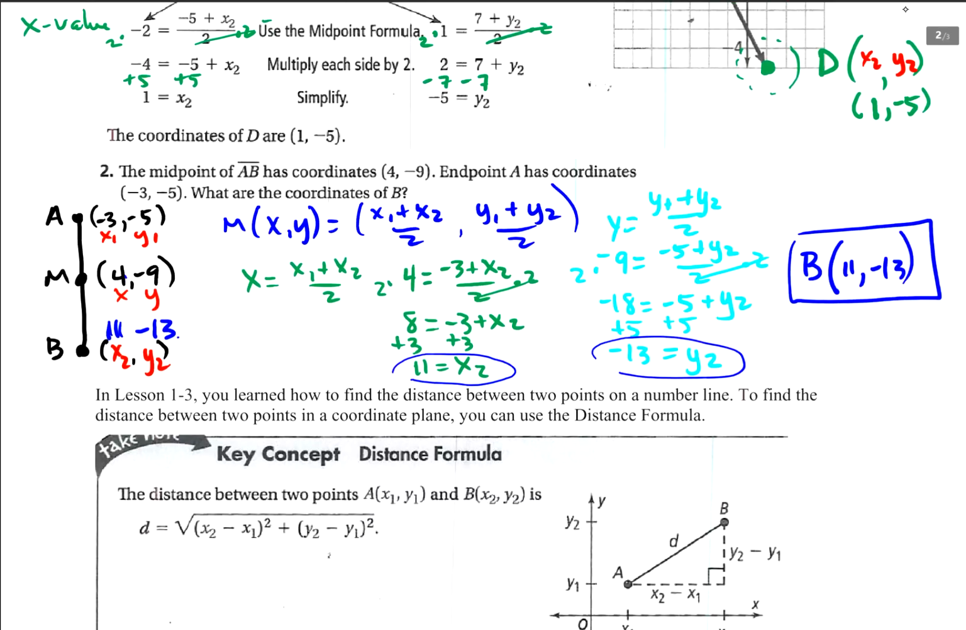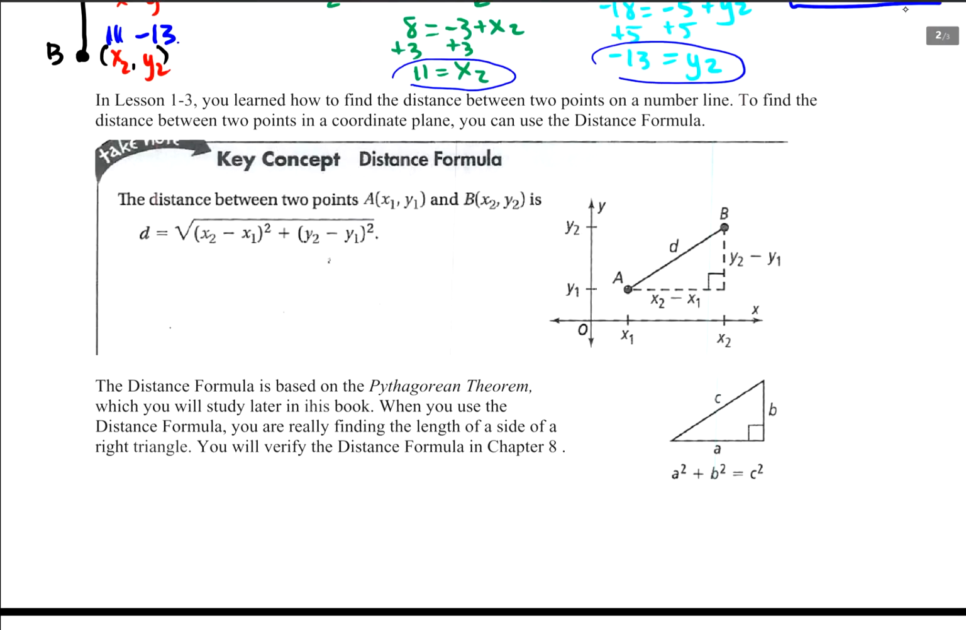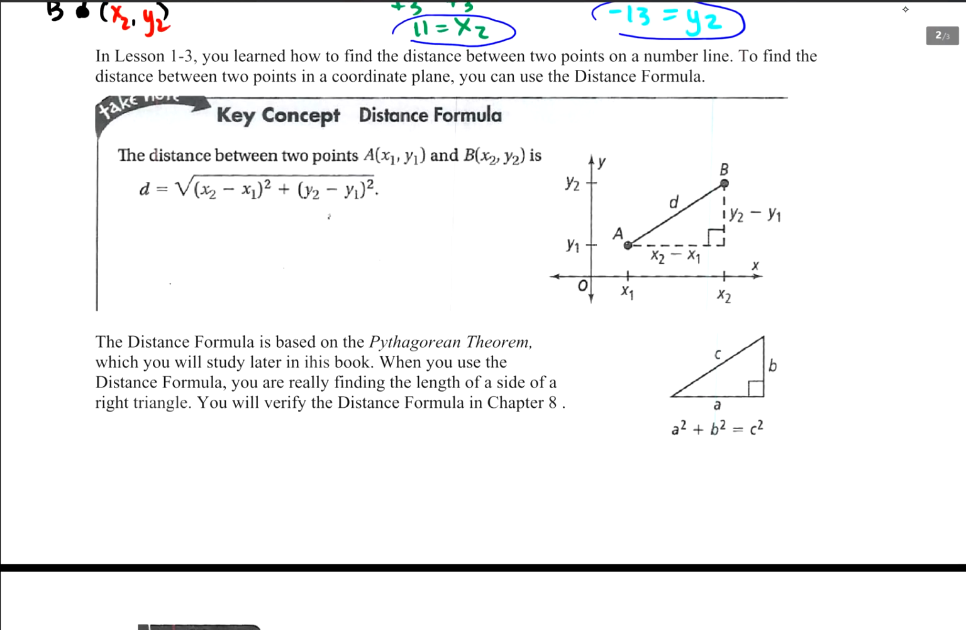All right, that's the midpoint formula. Distance formula. In 1.3, we found the distance between 2 points on a number line. That means horizontal and vertical. That means x and y axis. If you have a horizontal line or a vertical line, you can use the distance formula from 1.3.